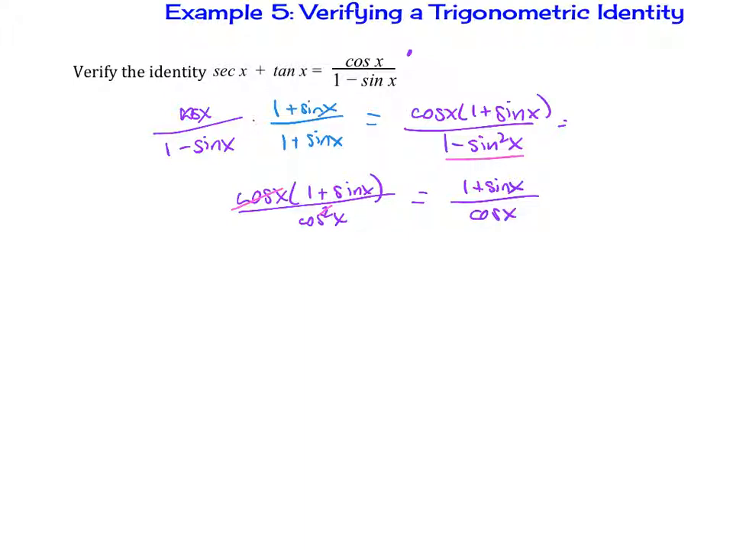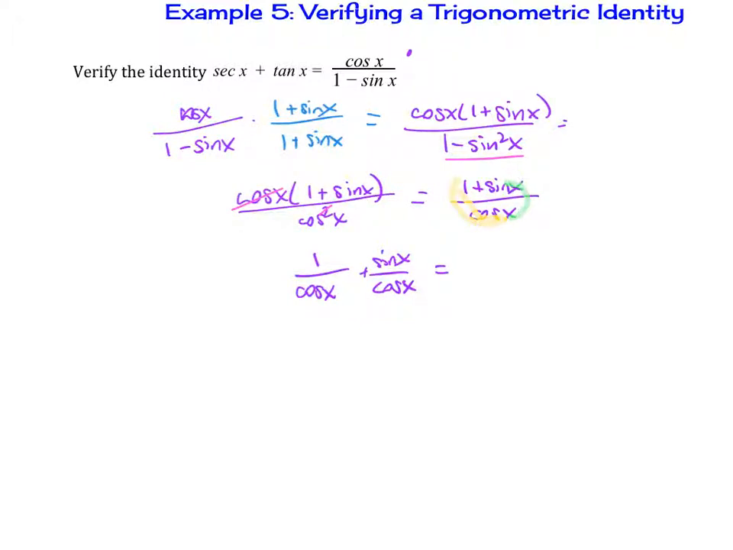Now it's still in fractional form. And so one way that we can deal with this is to split this fraction up. So this is going to be 1 over cosine of x. So I just took 1 and then the cosine. And then now we're going to take the other one. We're going to add sine of x over cosine of x. So now we can change this.